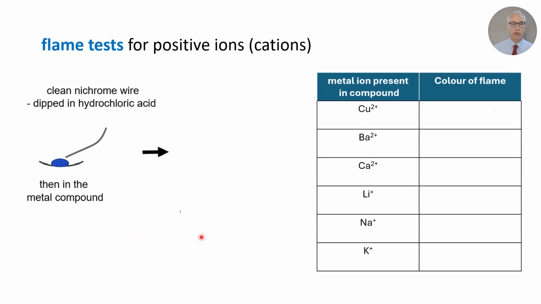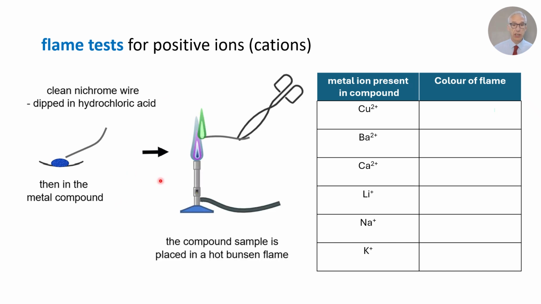So a quick revision of how to carry out a flame test, sometimes questioned. A clean nichrome wire dipped in hydrochloric acid, then a small quantity in the metal compound. Place the compound in a hot or blue Bunsen flame. You are expected to recall the colour of the flames for particular metal ions, so copper 2+, blue-green.